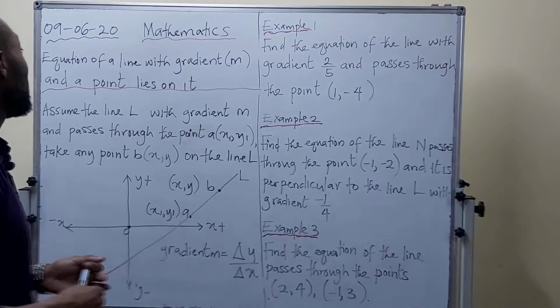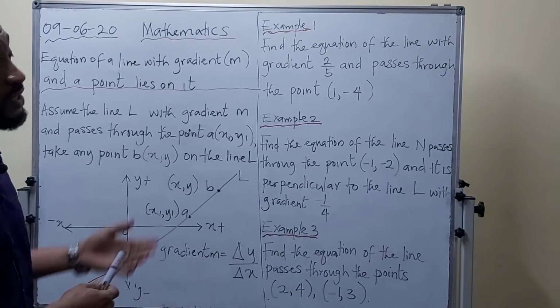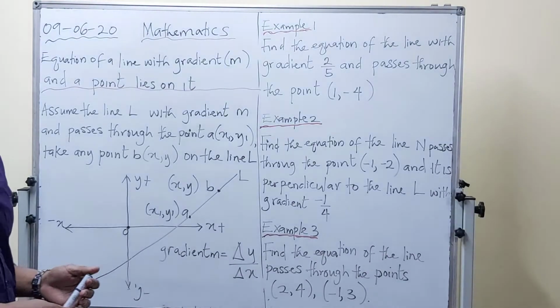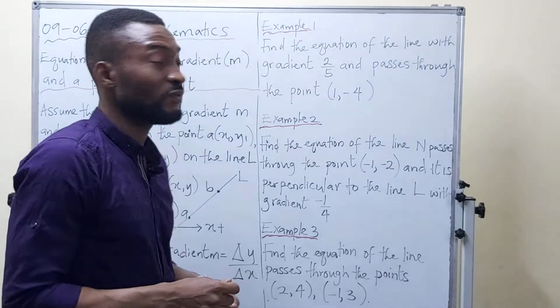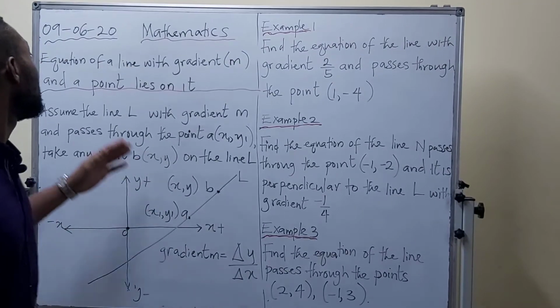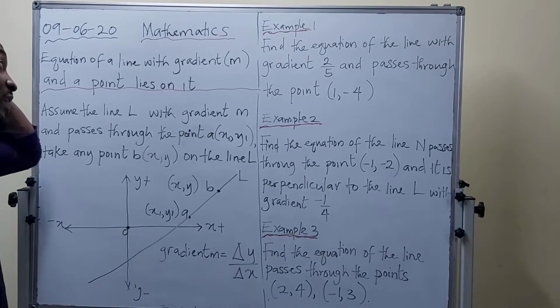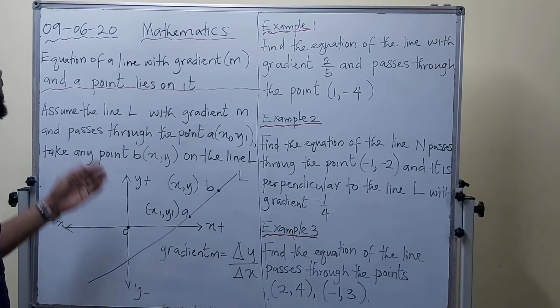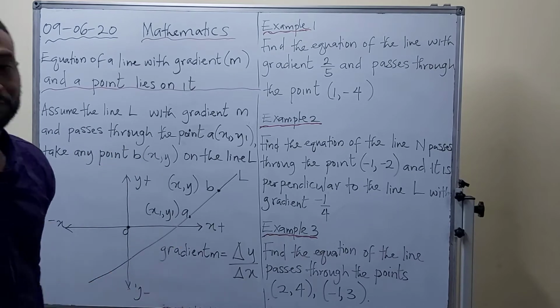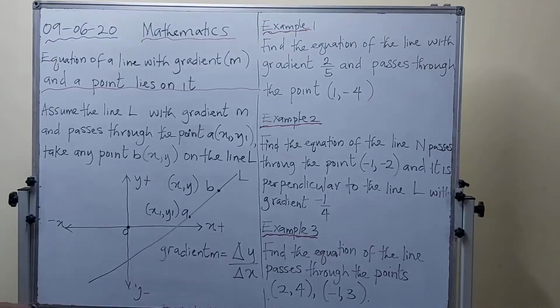Today we are going to discuss the gradient of a line. In our last topic, we covered the equation of a line with gradient m and a point that lies on it. So this is what we are going to discuss today. It goes like this.